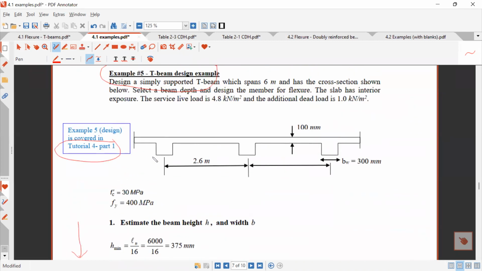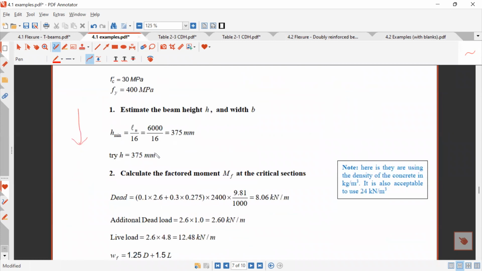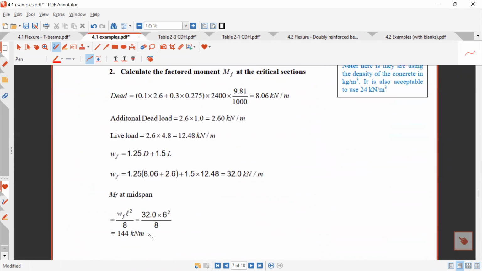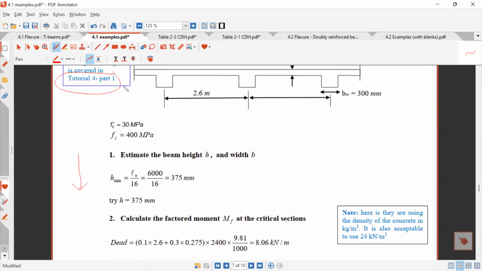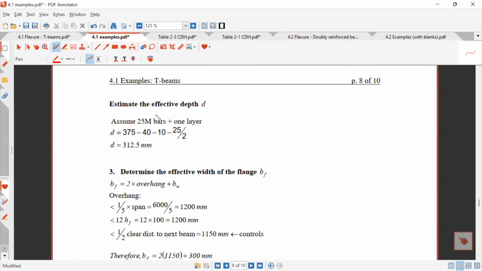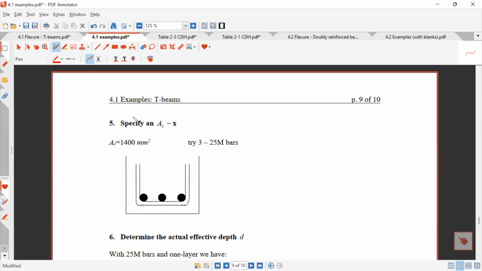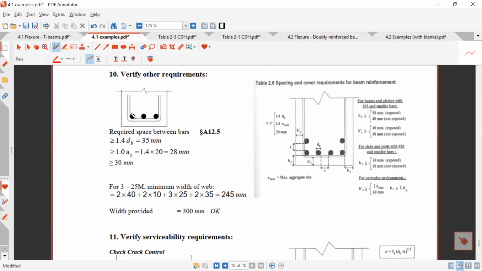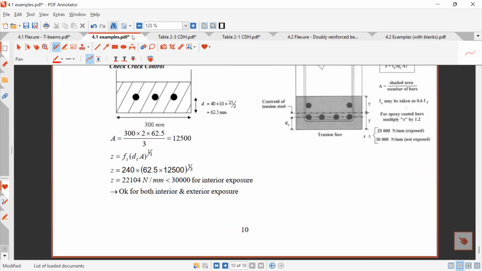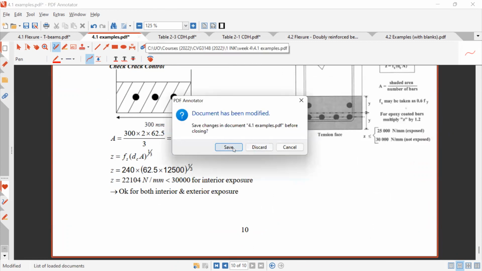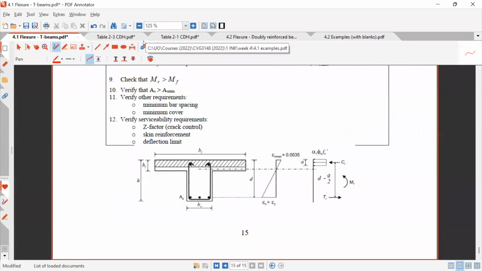And in your assignment, the next one, not the one I posted, you'll also have a design example. So you'll need to check that tutorial on how you do this, or you can just self-study from this handout. It's filled out here. Okay, so that's for T-beams.